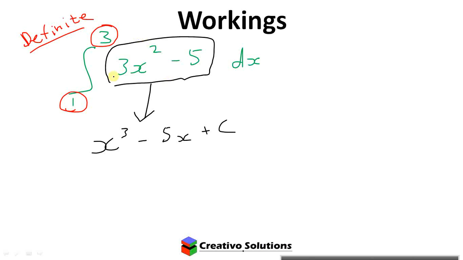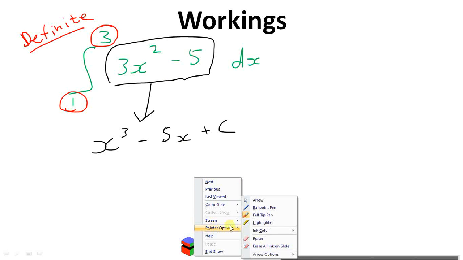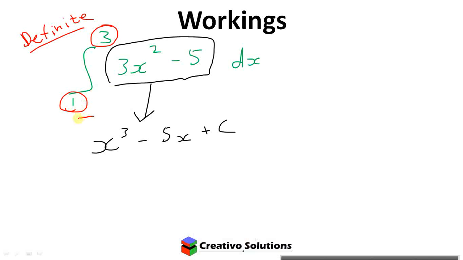When you have a definite integral, you've got to add a bracket like that, and you're looking at 1 to 3. That's what you're doing. The only reason why this is called a definite integral is because you definitely know that there is a 1 to a 3, and that's the space that you're looking at.